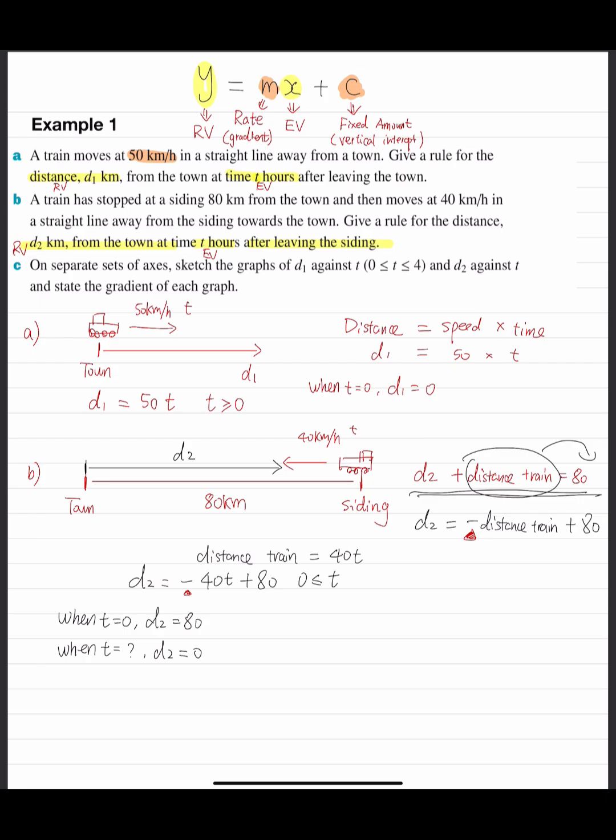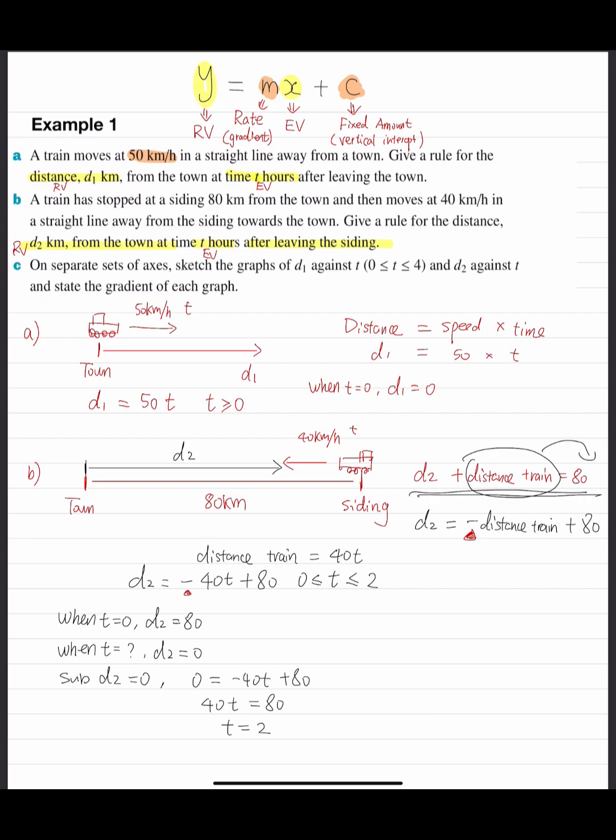Now we need to find the time that makes d2 0. So you get 0 equals negative 40t plus 80. Move the negative 40t over, you get 40t equals 80, and then t is equal to 2. So the maximum time that you can choose is 2 hours, because when t equals 2 hours, the train will arrive at the town. It's going to be the end of this diagram, so the train arrives at the town and d2 becomes 0.